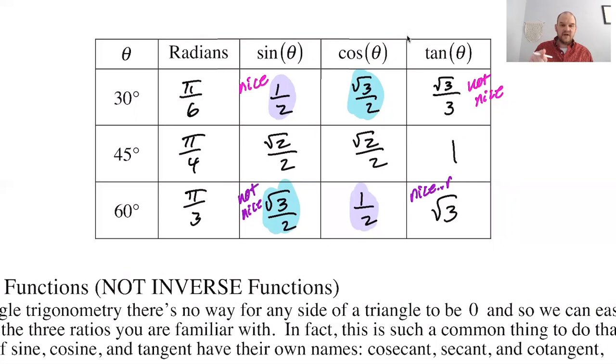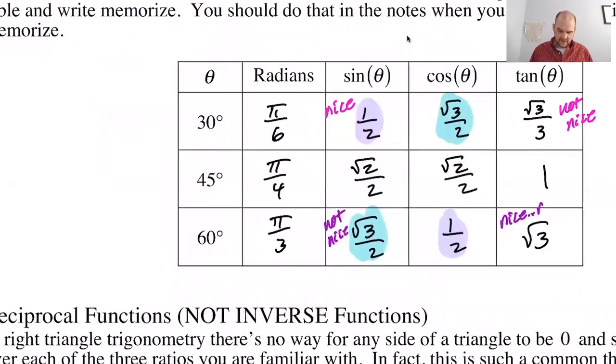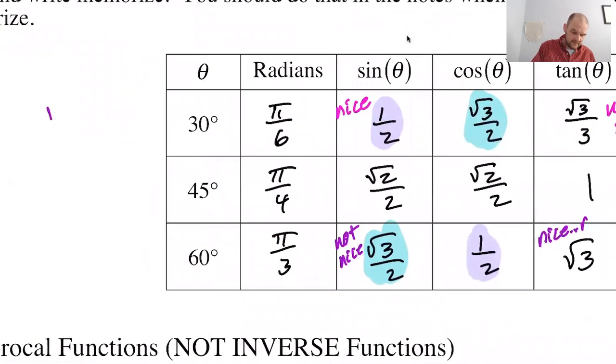Since the sine of pi over 6 is 1/2, I know that the sine of pi over 3 is not going to be 1/2, so it must be root 3 over 2, which means that its cosine is 1/2, and then I know it has a not nice sine, so it has a nice tangent, so it's root 3. Those are the weird ways that I remember it. You have to come up with your own ways, however you want to do it. But anyway, you're going to memorize this like yesterday.